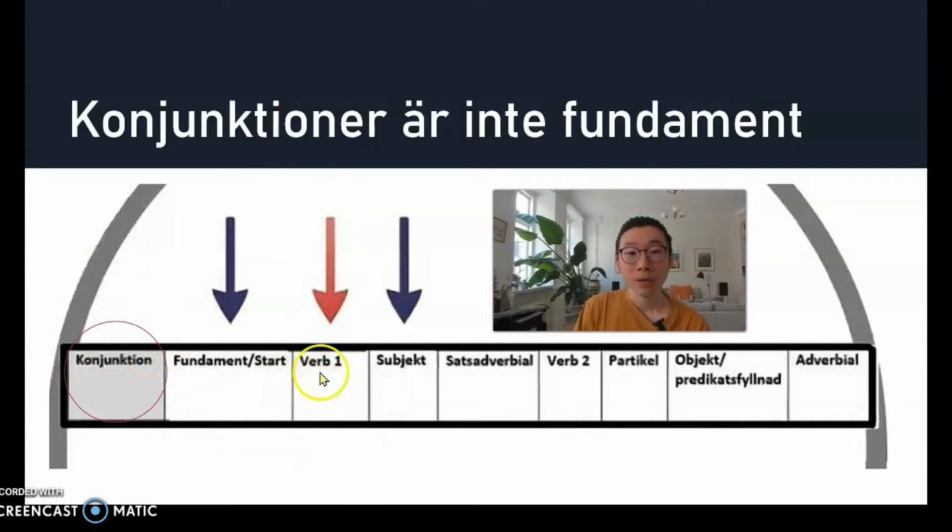And then verb 1, subjekt, satsadverbial. Till exempel inte har du här. Verb 2, partikel, objekt och sen adverbial. Men tänk på att om du har konjunktion utanför det här satsschemat. So think about if you have conjunctions, the conjunctions are always placed outside this structure, so that's why it's marked as gray here.